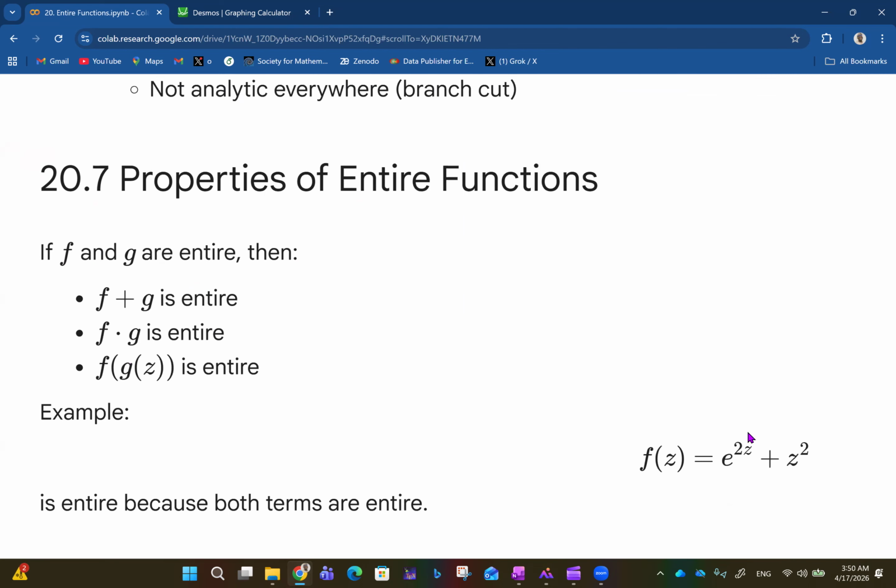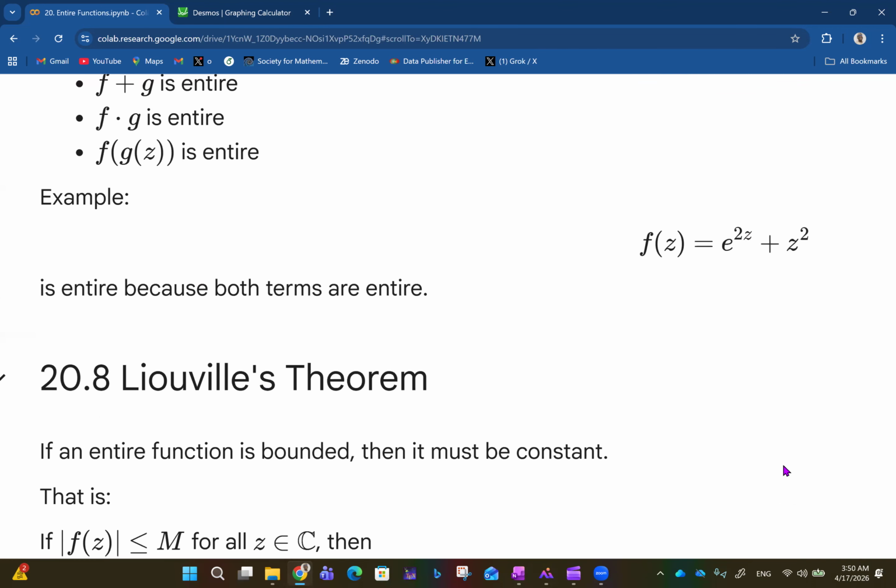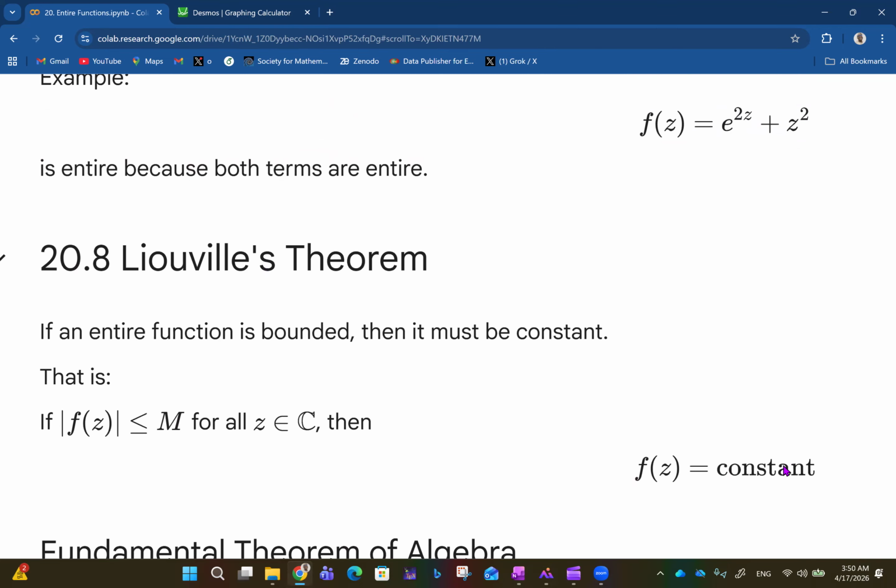Example: f of z equals e raised to power z plus z squared is entire because both terms are entire. That means e raised to power 2z is entire and z squared is entire. So their sum is also entire. If you also multiply them, it will be entire too.